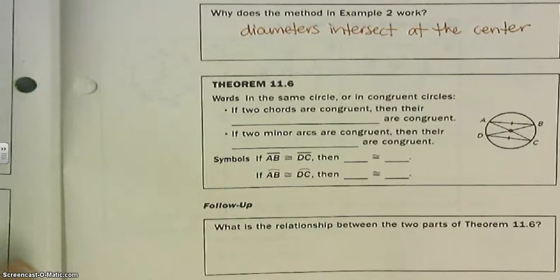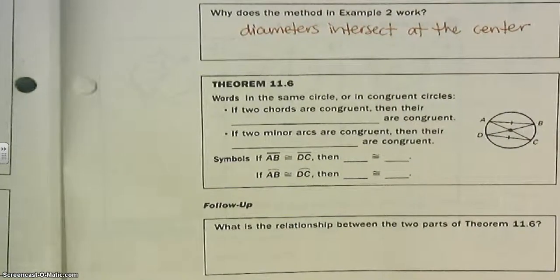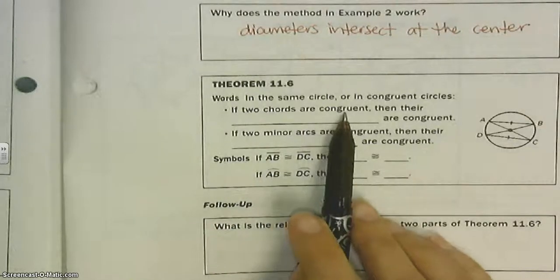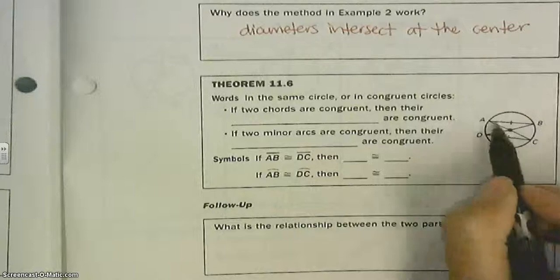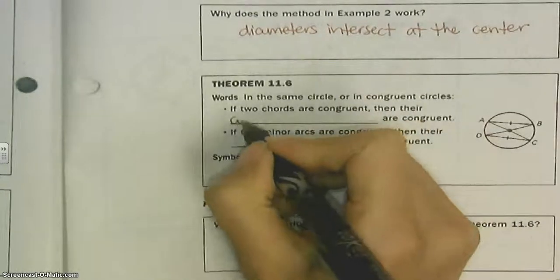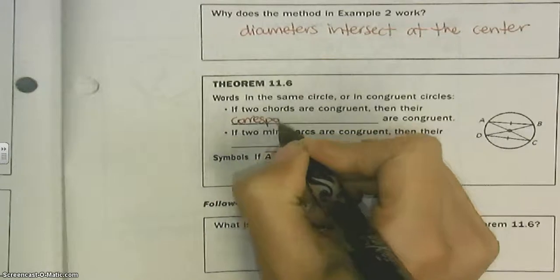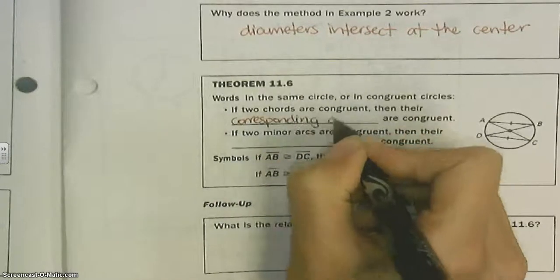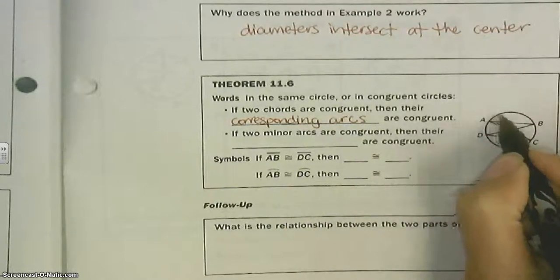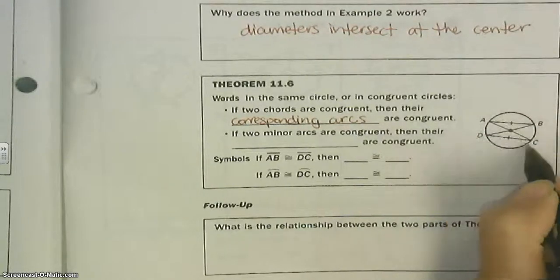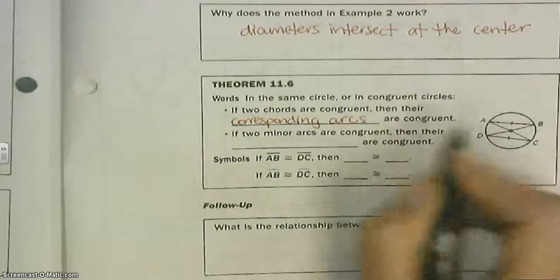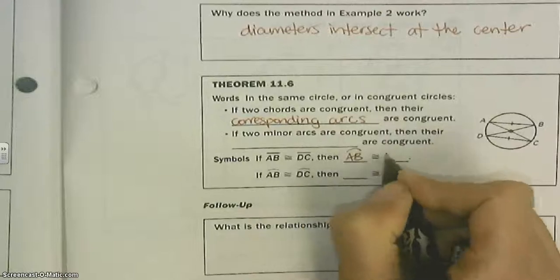More properties about the length of chords and arcs. Notice we're not doing anything with angles, we're just doing it with length. If two chords are congruent, then their blank are congruent. Okay. If there's two chords that are congruent, then their corresponding arcs. So if this chord equals this chord, that must mean this arc is equal to this arc. So if AB is equal to DC, then arc AB is equal to arc DC.